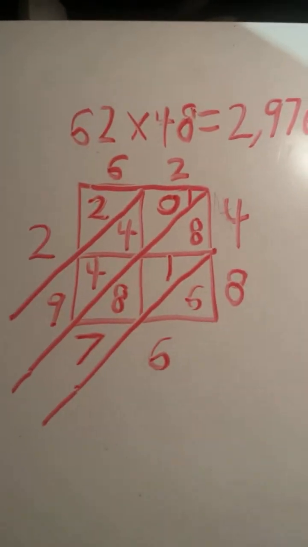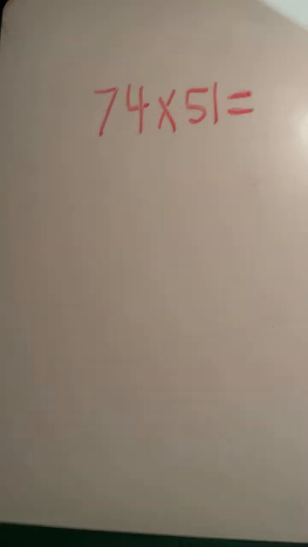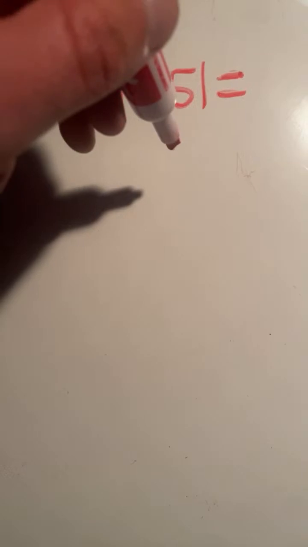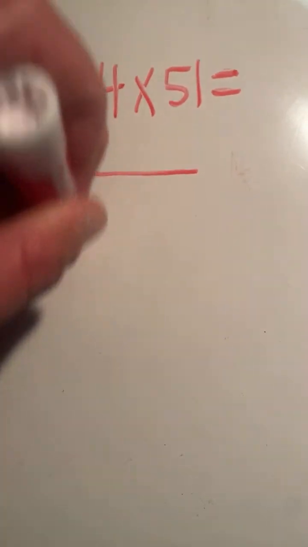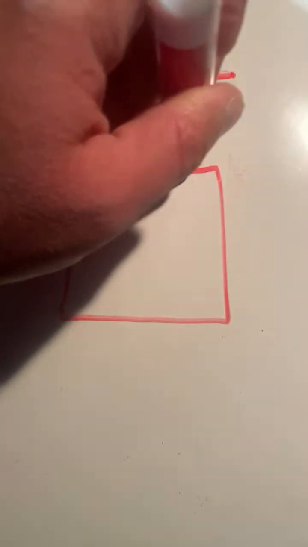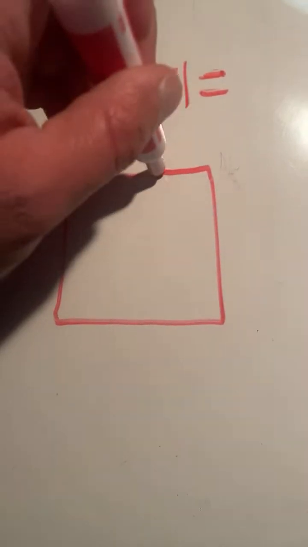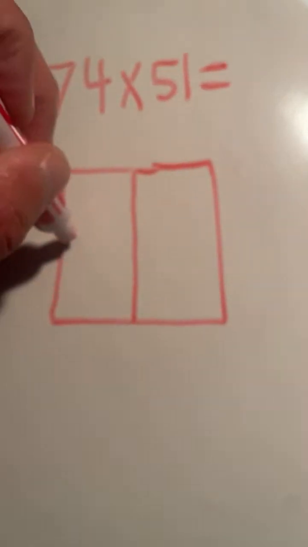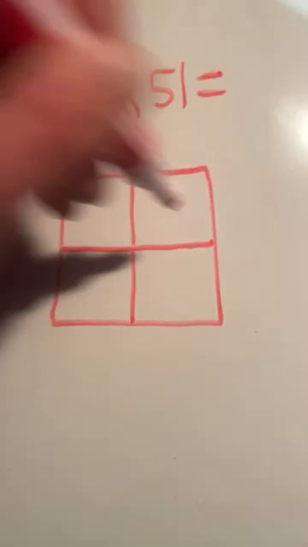All right, next example problem. Possibly the final example problem of the video, 74 times 51. So let's make our lattice model here. You are watching lattice method multiplication.